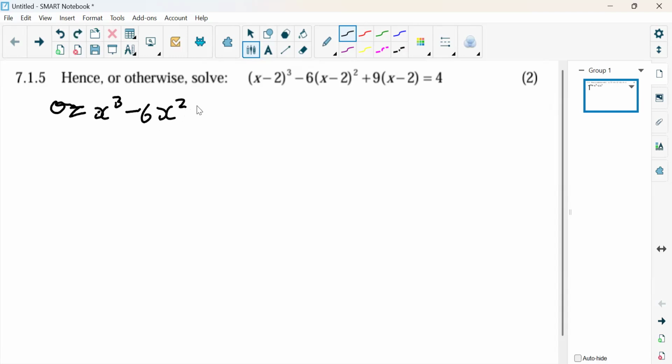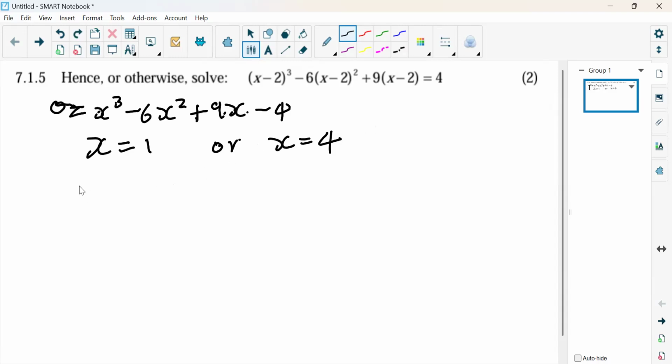Now let's compare the new one that we have. The new one says (x minus 2) all cubed, and then minus 6(x minus 2) all squared, and then plus 9(x minus 2) is equal to 4. Then we take the 4 to the other side, and then we have minus 4 equal to 0.